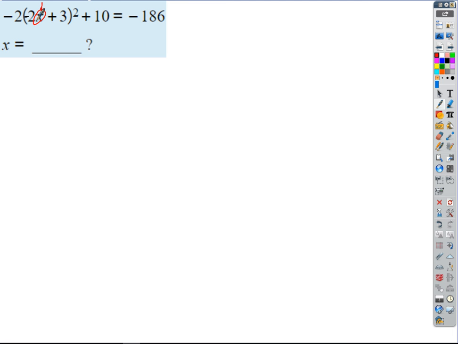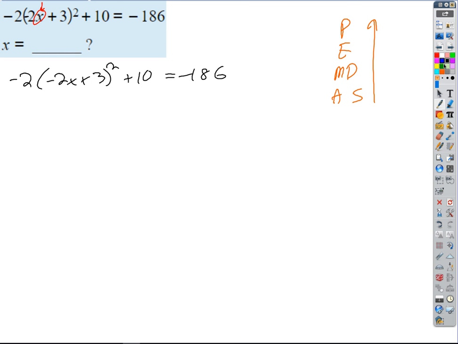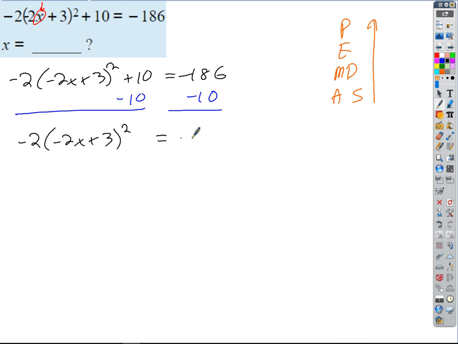So in this case, later on, we're going to be dealing with quadratic equations that have x squares and x's. And then we got to do something different. But that's the next step, right? So for this one, we just reverse order of operations. So what's the first step? Subtract 10. So step 1, subtract 10. So what, negative 196? What's next? Divide by negative 2.